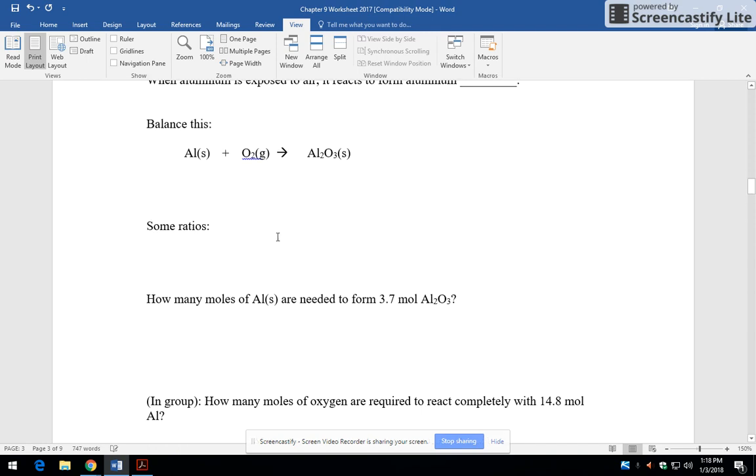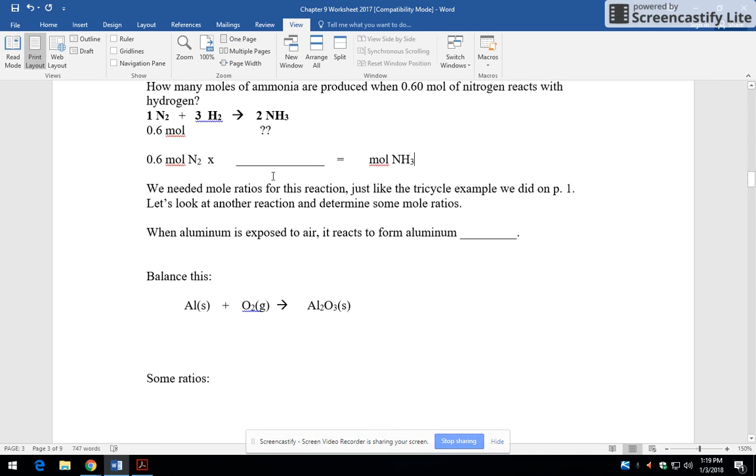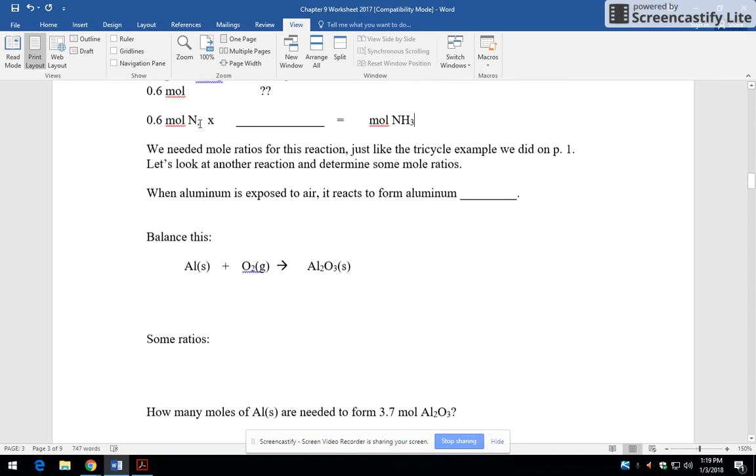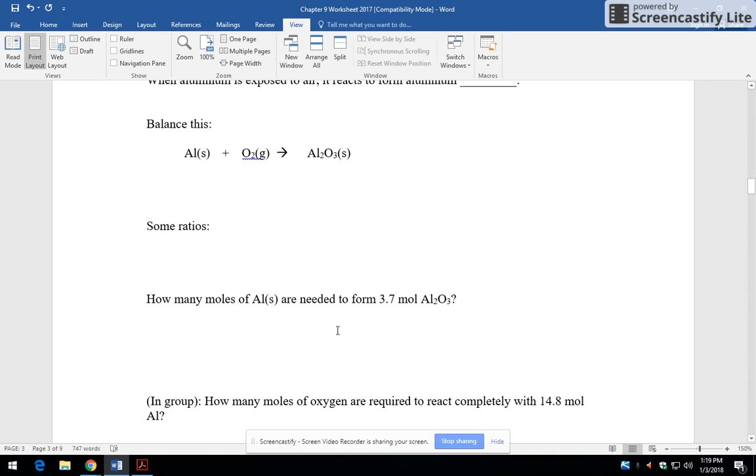And then I want you to answer just this first question: how many moles of aluminum are needed to form 3.7 moles of aluminum oxide. You can do this with seeing it once you have a balanced equation. If it's not balanced, it won't work because that's not a full recipe right now. I'm telling you, you're going to have to balance this first. You can do it by proportion method. You can do it by factor labeling. If you see the ratio, you can go ahead and do it that way.